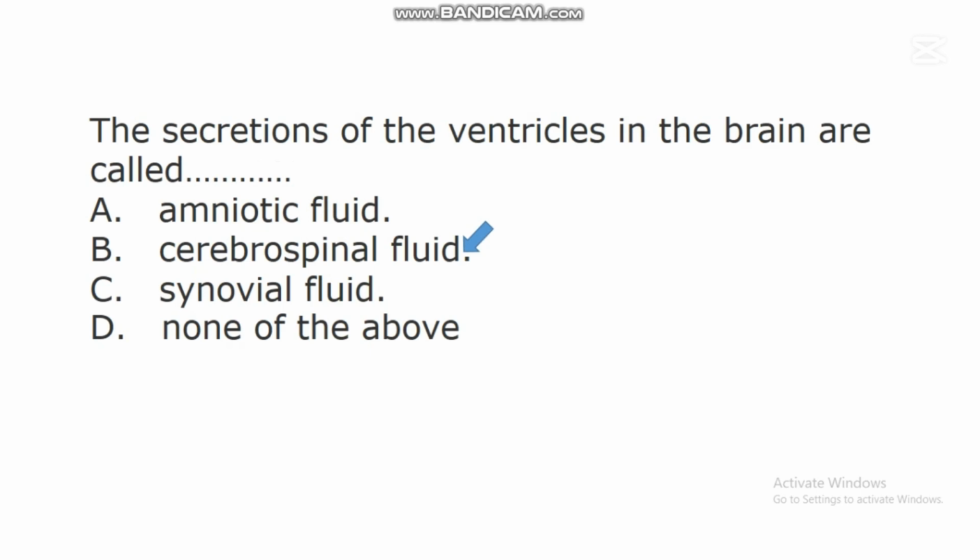Studies have shown that this fluid is observed within the arachnoid parts of the brain. So the secretions of the ventricles in the brain are this cerebrospinal fluid. The cerebrospinal fluid helps in reducing any form of friction that can occur between the brain and the surrounding tissues.